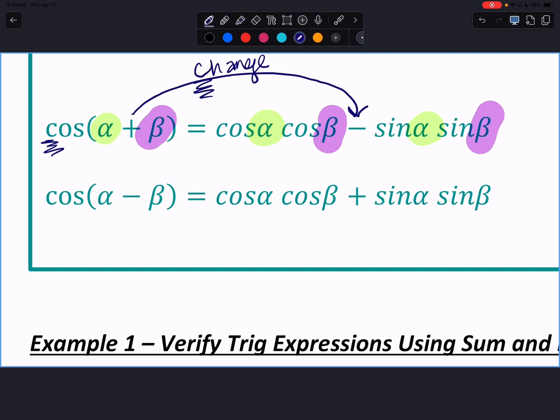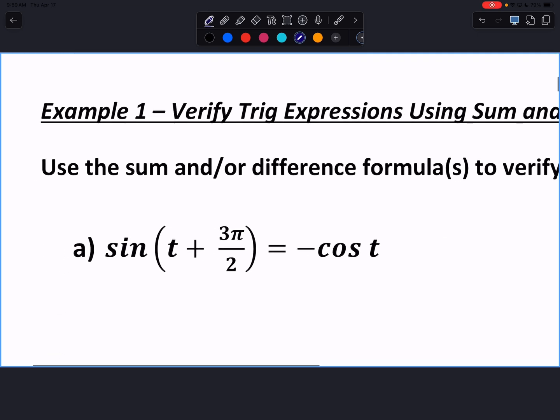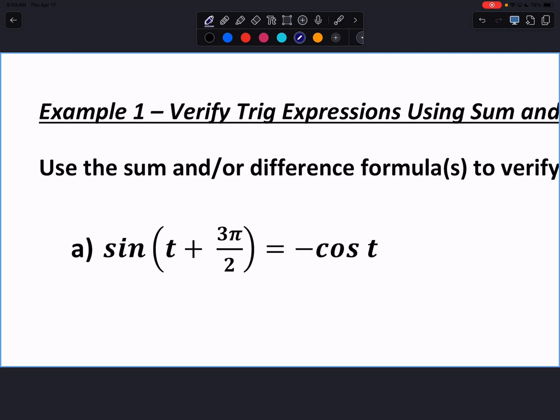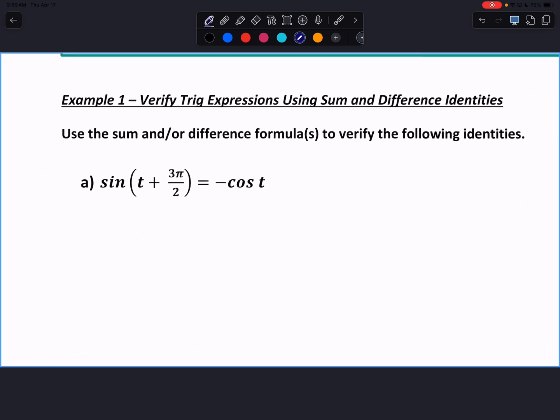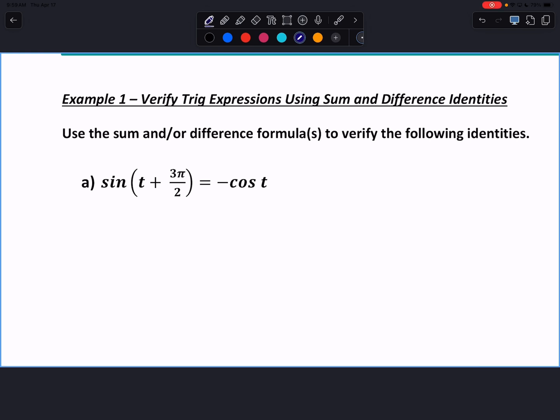So let's apply this now. Use the sum and difference identity formulas to verify: sine of t plus 3 pi over 2 equals negative cosine of t. You know what's beautiful about these is I'm showing you what it has to equal. You just have to get there. Okay? So what are you starting with? Sine or cosine?